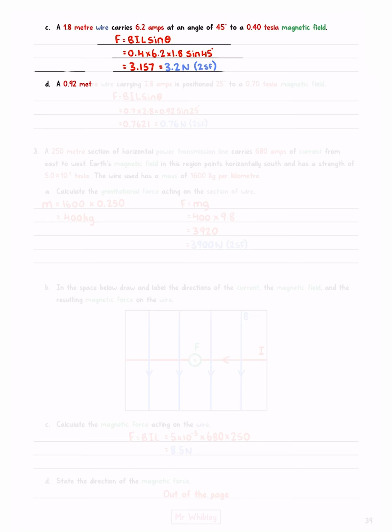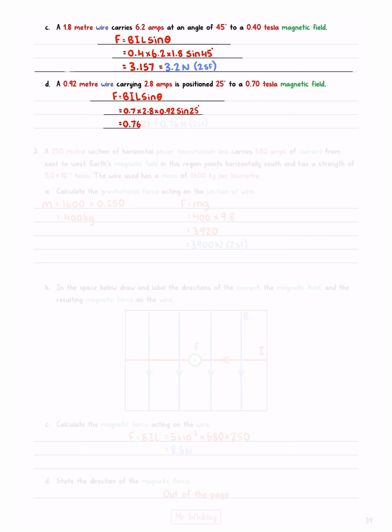A 9.2 meter wire carrying 2.8 amps is positioned 25 degrees to a 0.70 Tesla magnetic field. Once again, using F equals BIL sine theta, knowing all of these values, gives us 0.7621 or 0.76 newtons to two significant figures. Question 3.